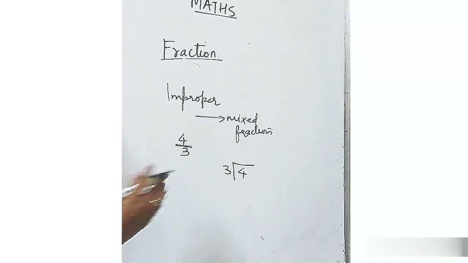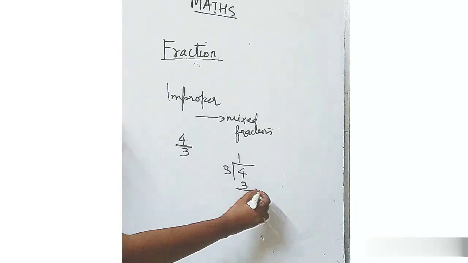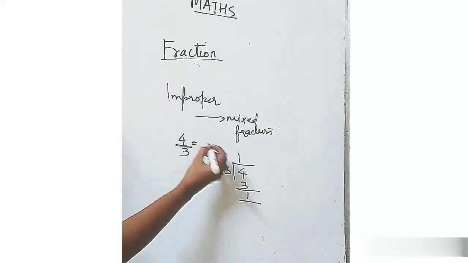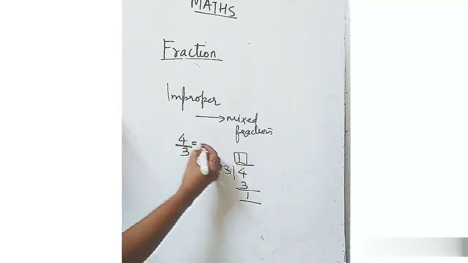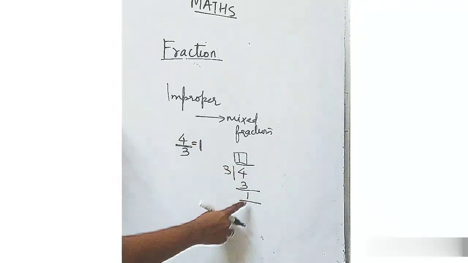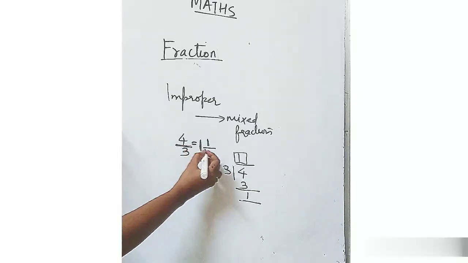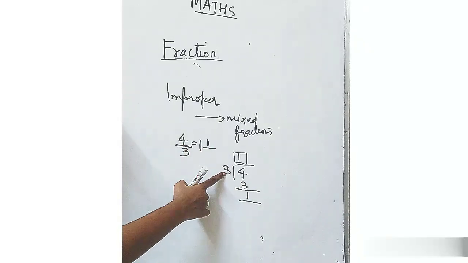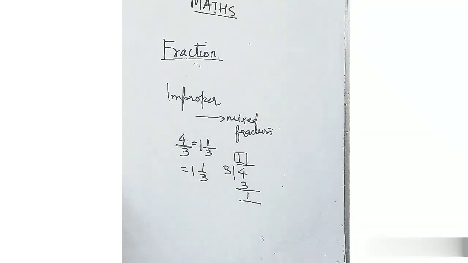This bar is there, right? Actually it is division. 4 divided by 3. We know a fraction is a portion. Now when we divide, 3 ones are 3. Now the balance remainder is 1. So what you do, first you have to write the quotient. What is the quotient? Quotient is this one. So I'll write complete 1. And the remainder I'll write here, small. And after that, here I will write the number by which I divided, 3. So I'll write this. This is the mixed fraction.